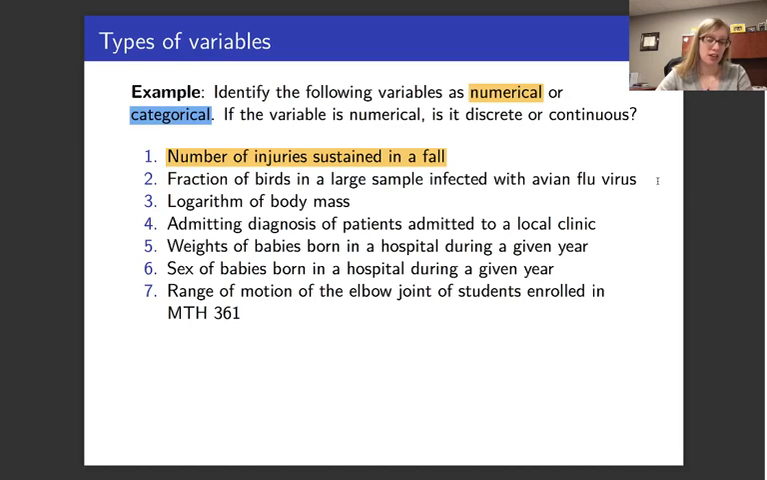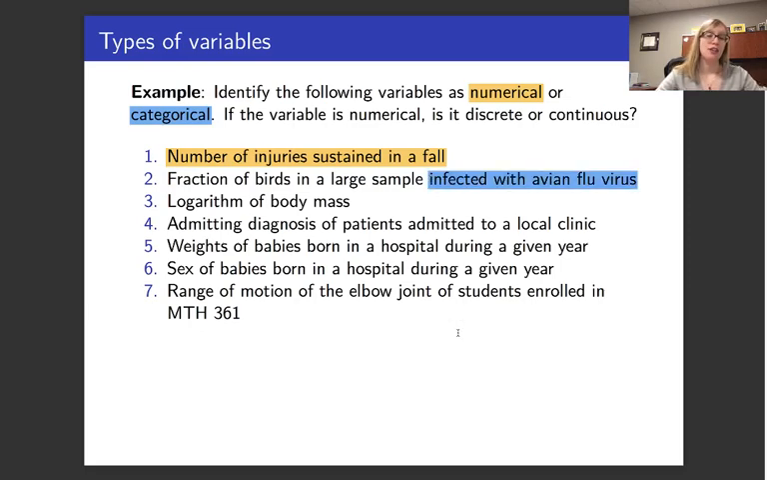The fraction is actually going to end up being our sample statistic. Variables change on the individual observation level. So for an individual bird, there are two options. The bird is either infected or it's not infected. So whether or not a bird is infected with an avian flu virus is categorical.